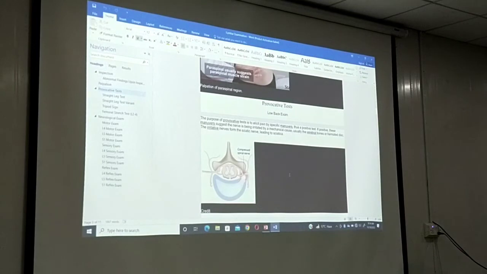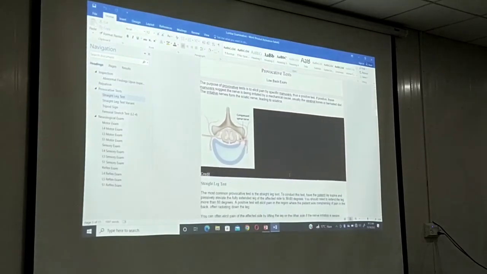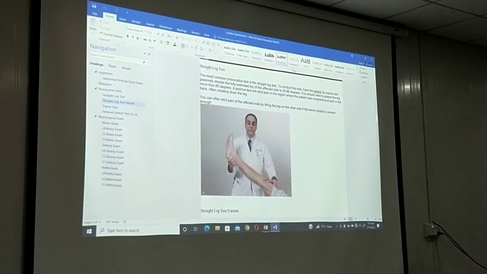Provocative tests are important to rule out the reason for low back pain. Specific maneuvers are present. If positive, these maneuvers suggest the nerve is being irritated by a mechanical cause due to the vertebral bones or a herniated disc. The straight leg test is the ideal test to rule out sciatica.